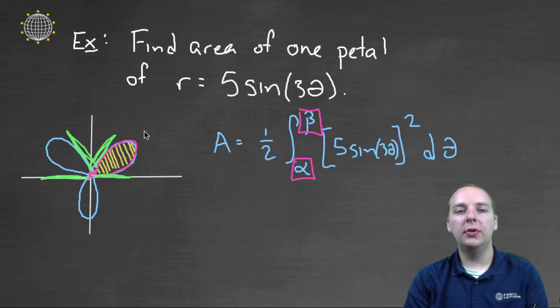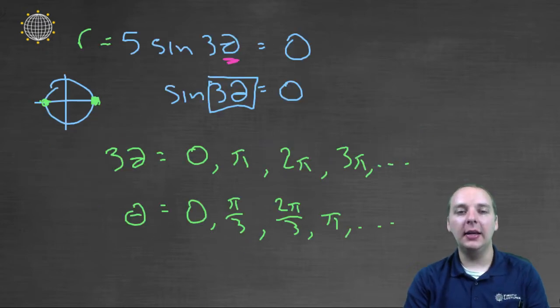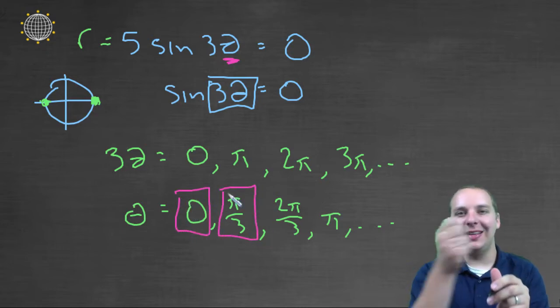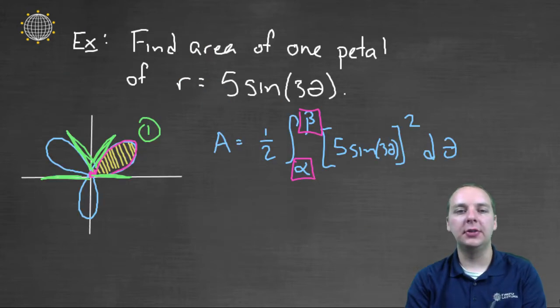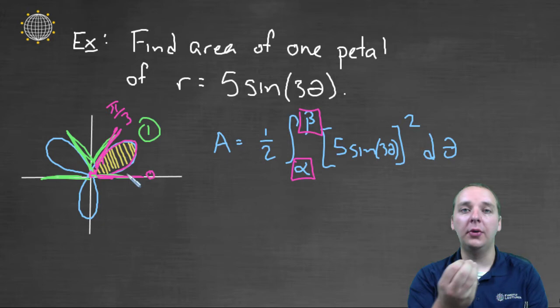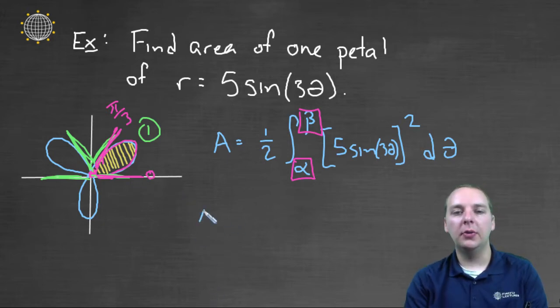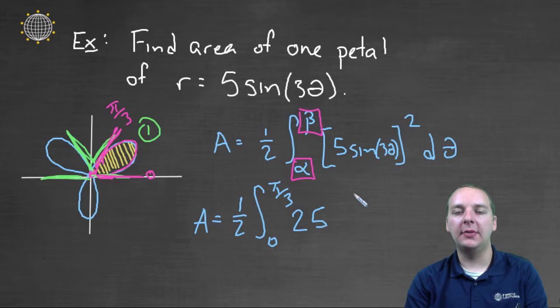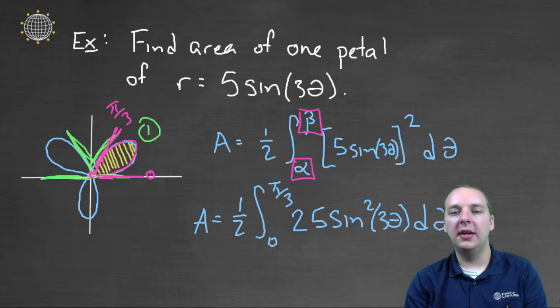Now, which of those would create region number 1 right here? Look at these angles. If we start at 0 and end at pi over 3, that's going to enclose the first region. Sure enough, if you start at 0 and end at pi over 3, that will enclose that yellow petal we've been looking for. So here we go. We have area equals 1/2 integral from 0 to pi over 3 of 25, that's 5 squared, sine squared 3 theta d theta.